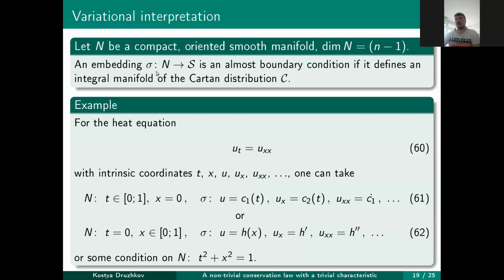Any embedding. And there are nice embeddings. We can say that an embedding is an almost boundary condition if it defines an integral manifold of the Cartan distribution C, n-1 dimensional. So the planes of the Cartan distribution are n-dimensional, but this manifold is n-1 dimensional. So it's not a maximal integral manifold, but yet it can be an integral manifold. We say that it's an almost boundary condition.